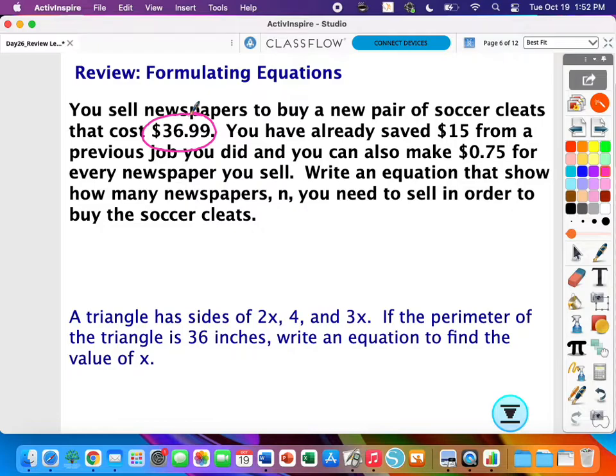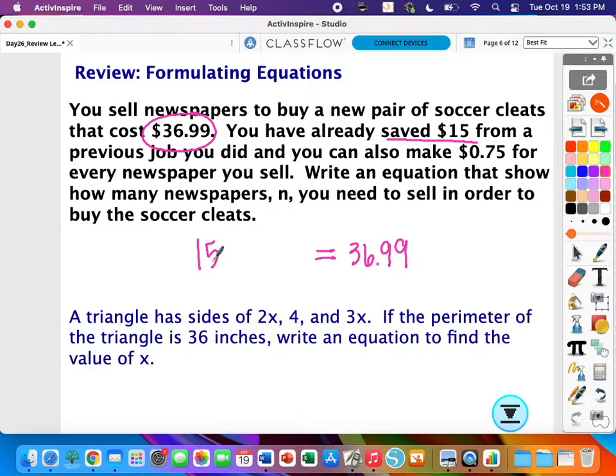$36.99. Why is that the total? You want to buy a new pair of cleats that costs $36.99. You need $36.99 to do this. So $36.99 is my total. Now, what have you done to get this total? Well, you've saved $15. Not $15 a month, but just $15 total.